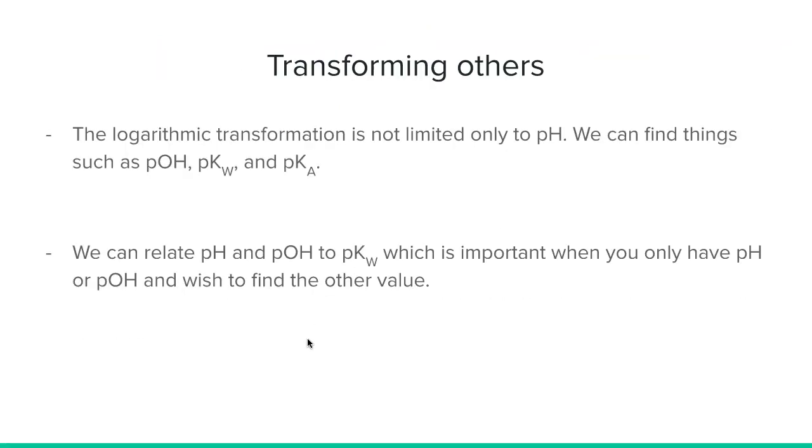As I mentioned earlier, this is not the only type of logarithmic transformation that we can do in relation to the hydronium ion. There are lots of other forms, and some of those are pOH. There is such a thing as pOH. That's simply the P of the hydroxide content. There is pKw. We already discussed Kw; at 25 degrees Celsius it would be 1 times 10 to the negative 14th.